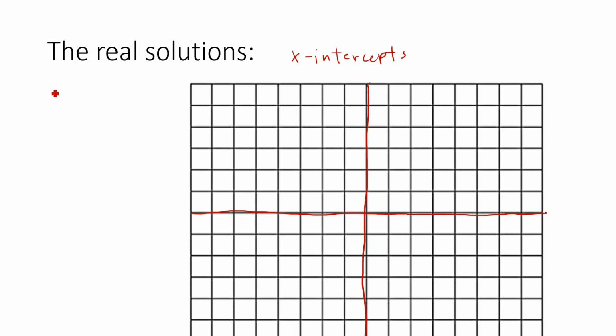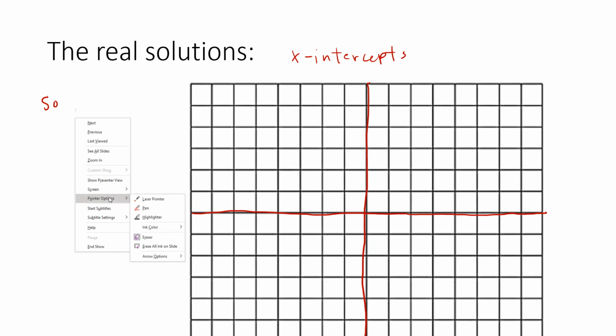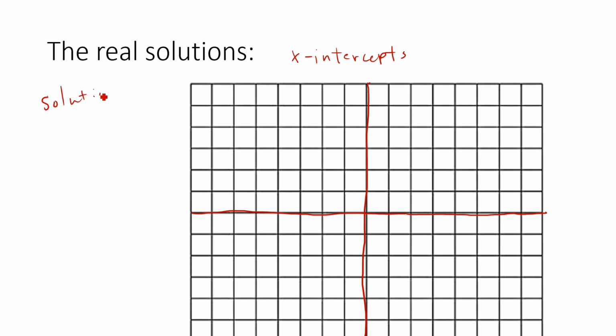Okay, so let's say we have a solution at x equals 5, at x equals -2, and x equals 0. Well, that means that at x equals 5, 1, 2, 3, 4, 5, right here we have an x-intercept. At x equals -2, we have an x-intercept, and at x equals 0, we have an x-intercept. So, in some way or form, our graph is going to go through those points.